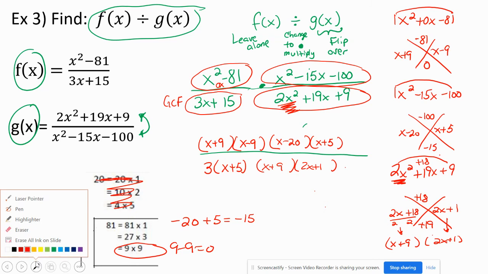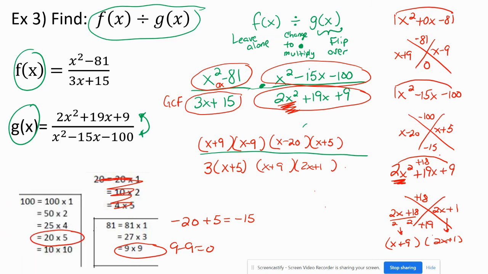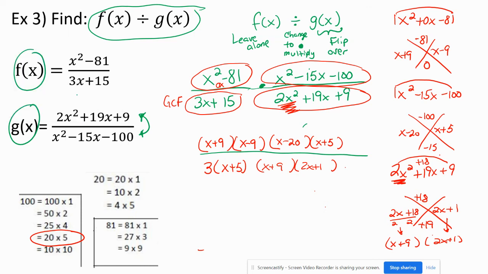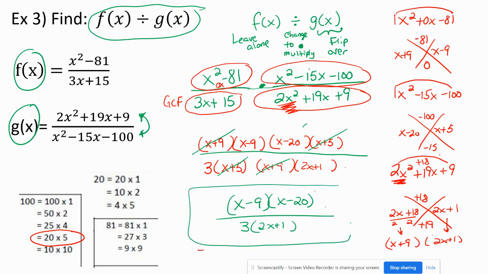Okay, so now after you factor, then you cancel. So you cancel whatever is matching from the top to the bottom. So let's see, I have x plus 9, and I don't have my pen again. And x plus 9 and x plus 9, x plus 5 and x plus 5. And that's it. So my final answer is x minus 9 and x minus 20 on the top. And then I have a 3, and I smash it right next to the 2x plus 1. And that's our final answer.